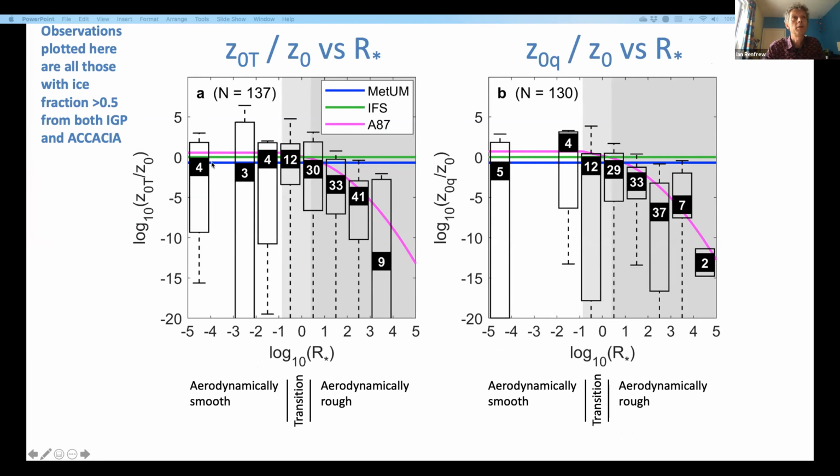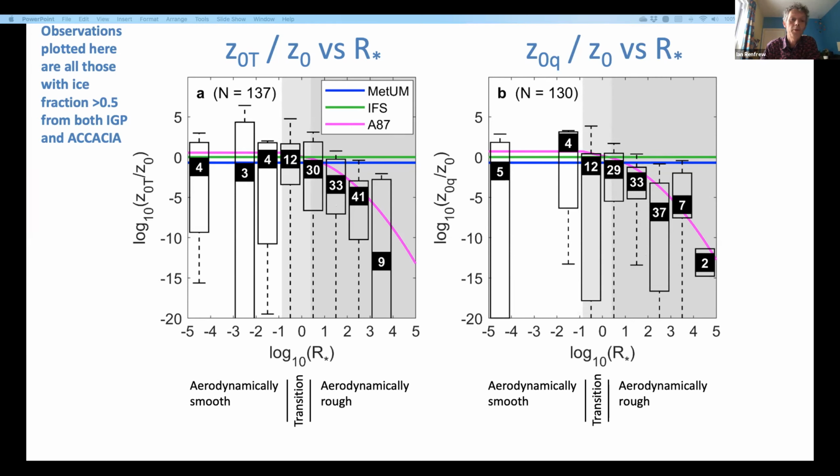In the aerodynamically smooth regime, there's not much change in our observations, and they match the model parameterizations quite well. But as we move through the transition and into the aerodynamically rough regime, you can see that the observations drop right off. This is a log scale here, so they're changing by orders of magnitude. And that broadly follows the theory of Ed Andreas's work, both for temperature and for moisture. And you can see that the models don't follow this because they have this constant coefficient, this constant K.